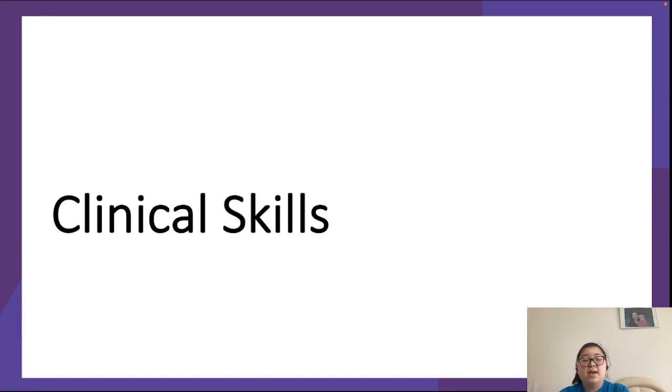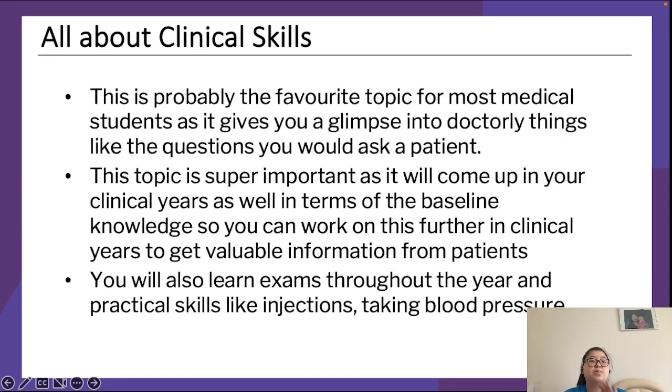Cool. All right. The last part we'll talk about is clinical skills, and then we'll do something really fun. I think it'll be really fun to go through this actually. So clinical skills is probably the favorite topic for most medical students, especially preclinical, because it actually shows you doctorly things that you will apply when you're in hospital. And it will be super important. This is probably not biased at all, the most important topic, right?